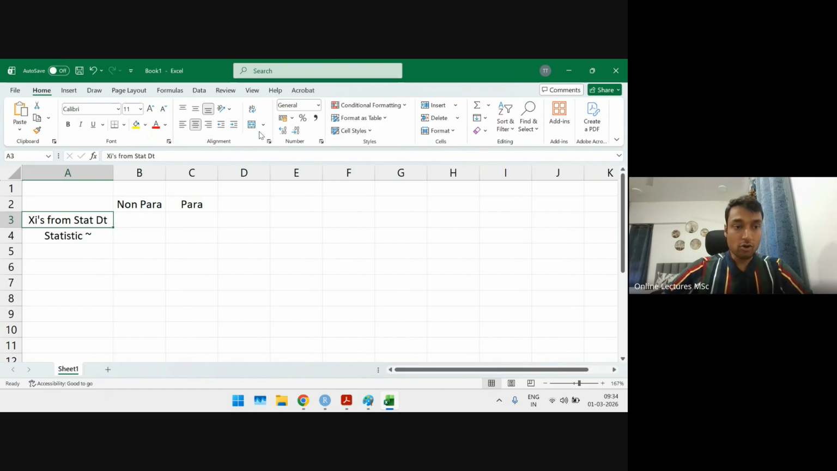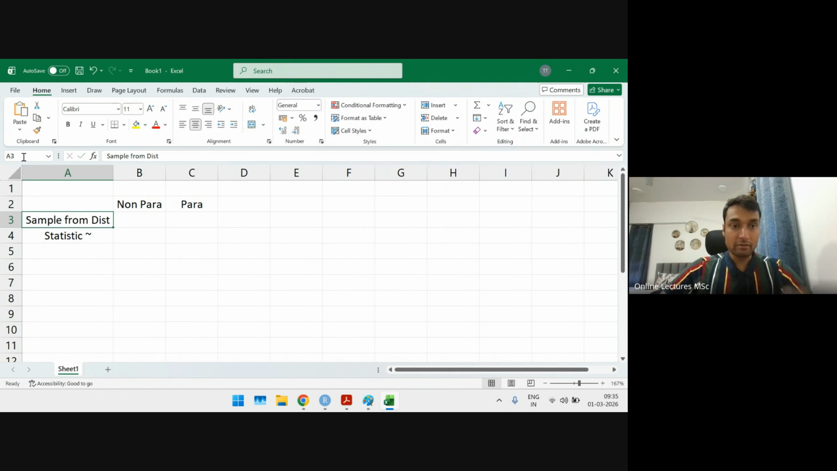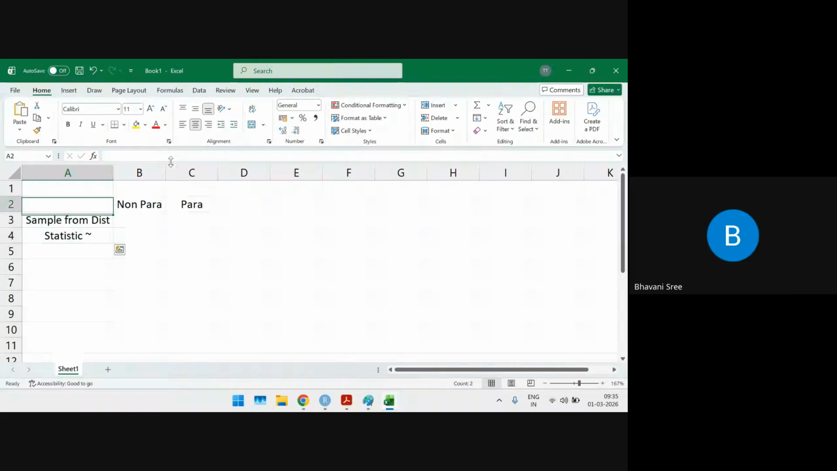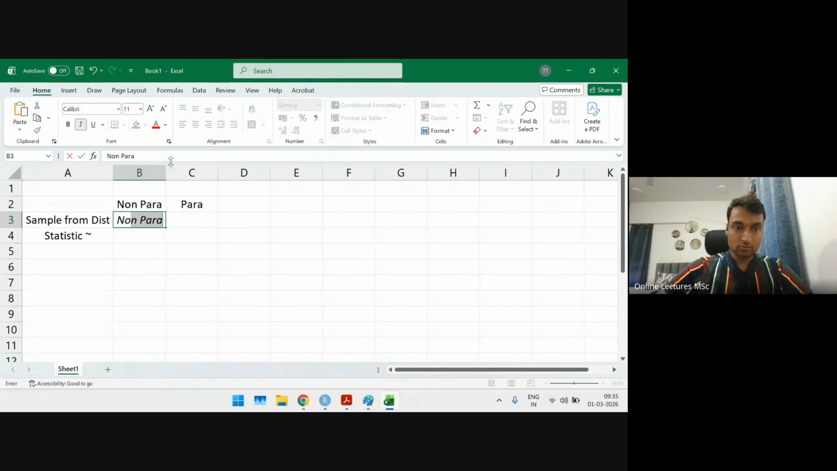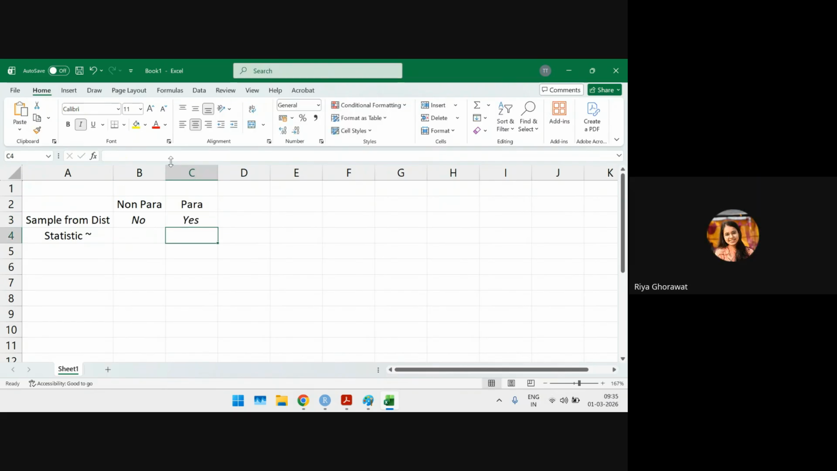So let me further simplify it. Do you always sample from a distribution? What I mean by sample from distribution is, do you always go to a population and collect a sample? That is what I'm trying to tell you. For non-parametric, no. Good. In non-parametric, the answer is no. What about parametric? Yes.